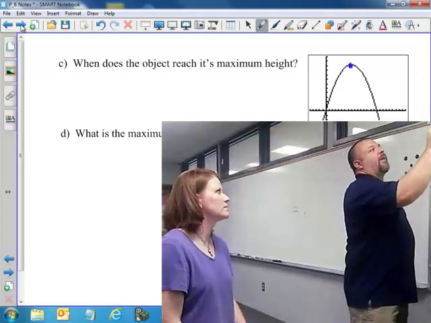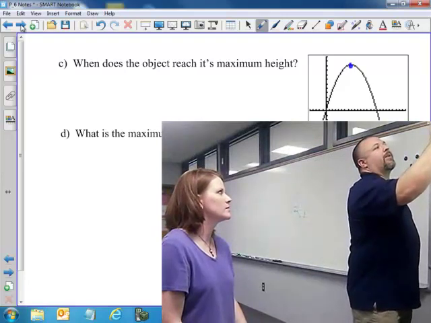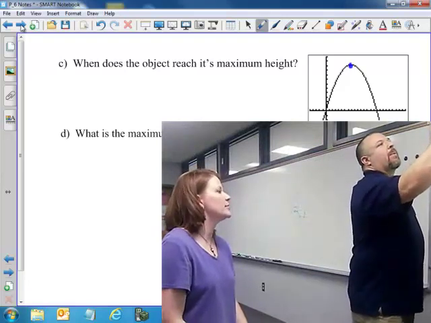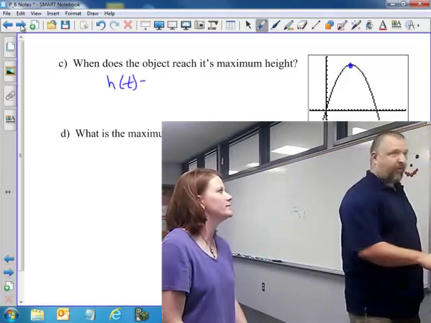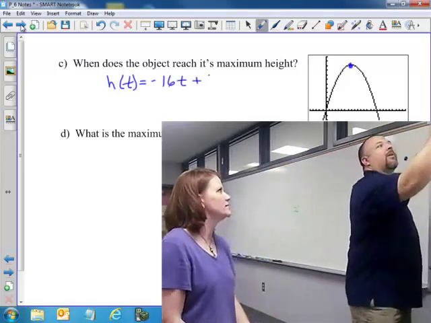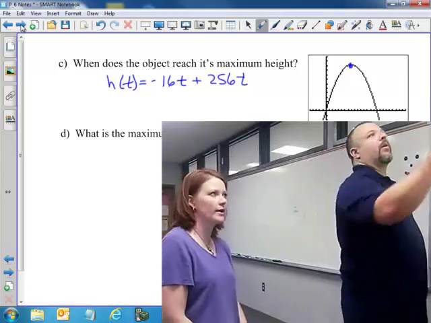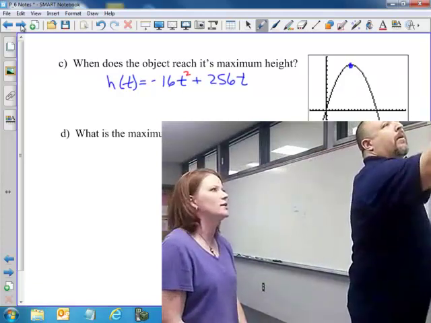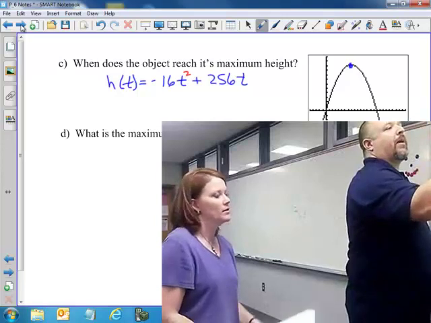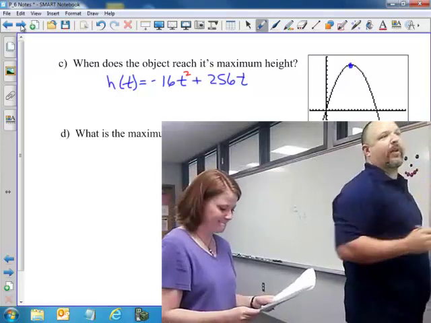The vertex. Okay? So again, you could do this by hand if you really wanted to, if you remember from Algebra 2 how to find the vertex. We'll do that next chapter, I think. For now, we're just going to do this all with a calculator. So this time, instead of calculating a 0 or an intersection, we need to calculate a maximum. We're going to calculate the maximum.